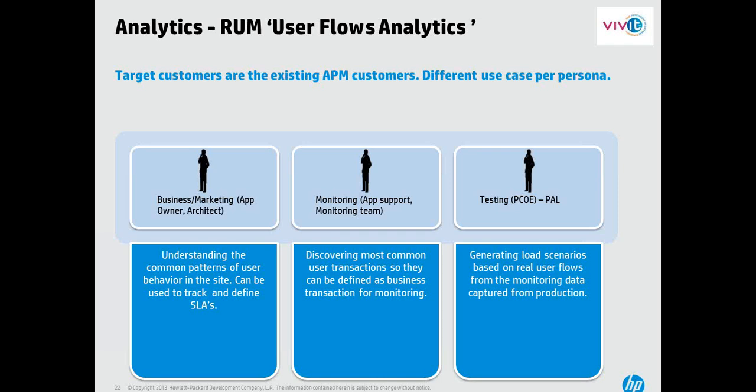there are three key targets that we see. The first one is the business, marketing, basically the owners of the application, people who want the application to be sent out to the end users through mobile so that they can conduct business. They can understand common patterns, and these can also be used to track and define SLAs for that particular application based on their expectation for the application.